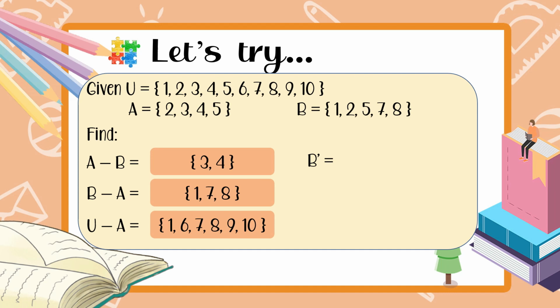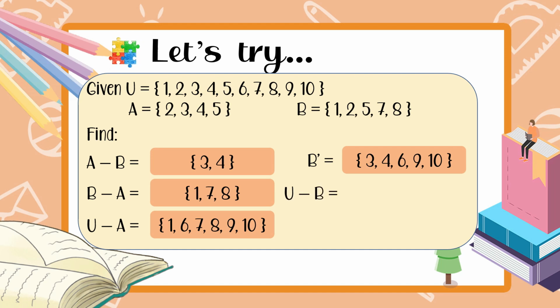Next, let's have B prime or lahat ng wala kay set B pero nasa universal set. So, lahat ng wala kay set B, we have 3, we have 4, we have 6, we have 9, and 10. So, lahat ng yan, wala kay set B, pero nasa universal set. That is our B prime. 3, 4, 6, 9, and 10.